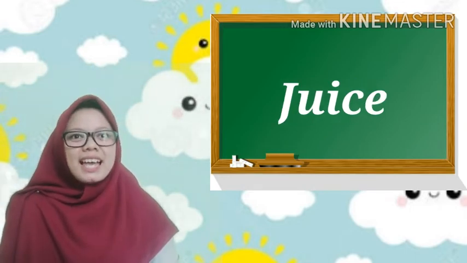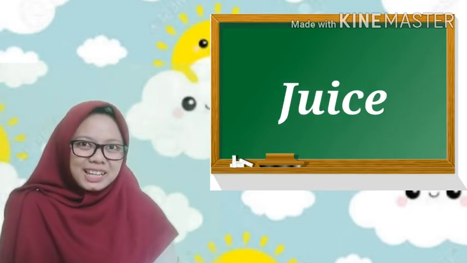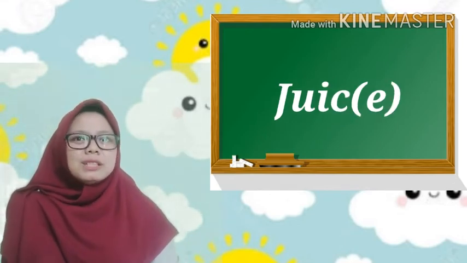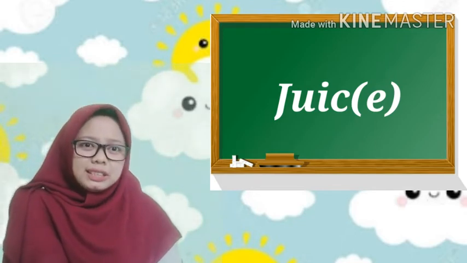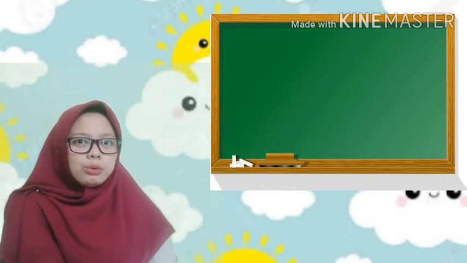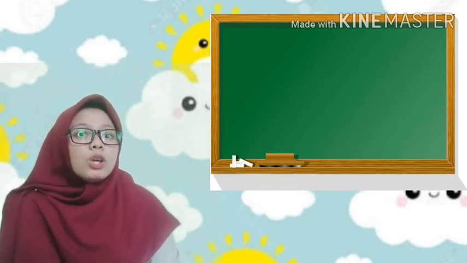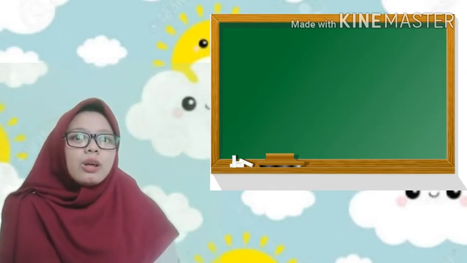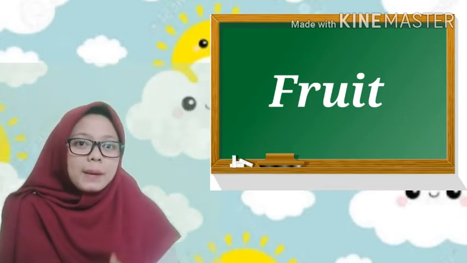Juice. The problem with the word is the UI combination. A lot of people think the combination is juice, but actually UI pronunciation is OO. Some words like OO, juice. The other word like fruit is not fruit, but fruit.